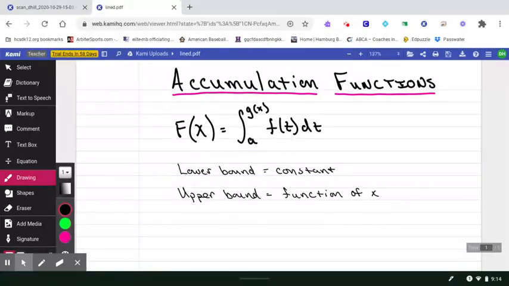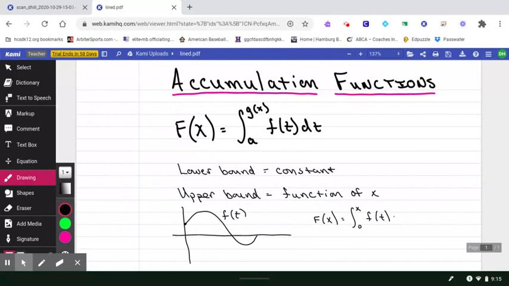Let's see if we can make up a fun little graph here. And we'll say this is a picture of lowercase f of t. Okay. So capital F is, in this case, let's just define it as the integral from 0 to x of f of t. So we'll go with the most standard bounds possible. So think of it this way, and I think this is where the name accumulation comes from. You're accumulating area as you move from left to right.